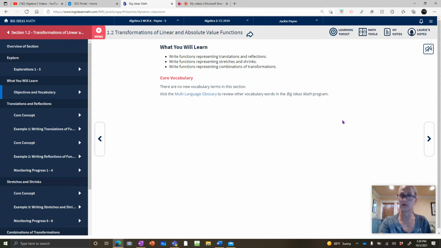Even though we've already gone over it in class, I want to make sure that you see where it is and the information in the book. So we've gone over, I've given you some cheat sheet notes. We've also gone over the student journal. But this is some presentation that's directly from your book that you can follow along. So this is a review of transformations of linear and absolute value functions only. We're going to write functions with translations and reflections, then add in stretches and shrinks, and add in combinations.